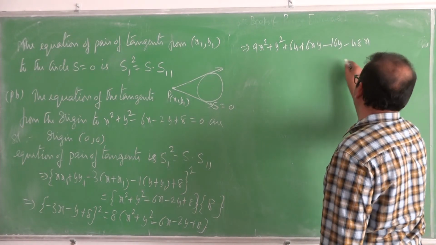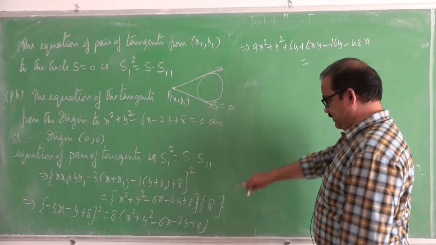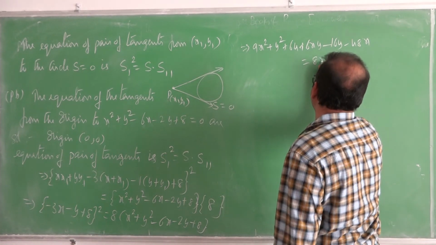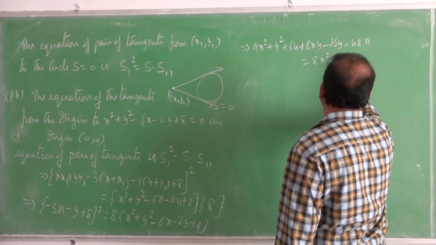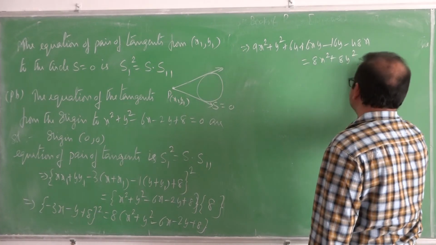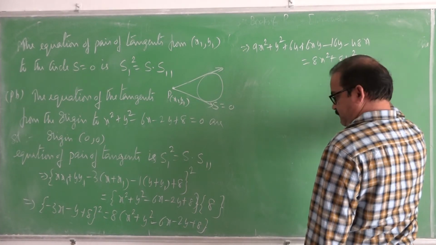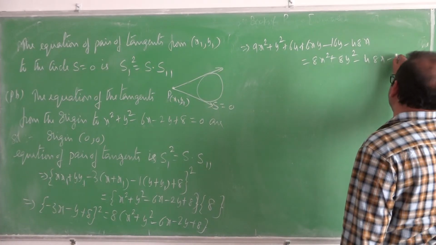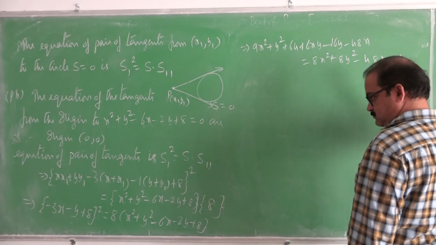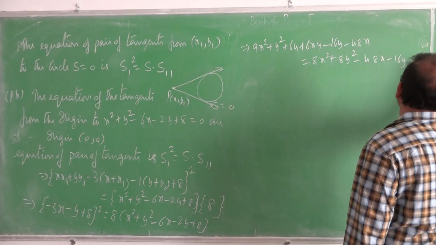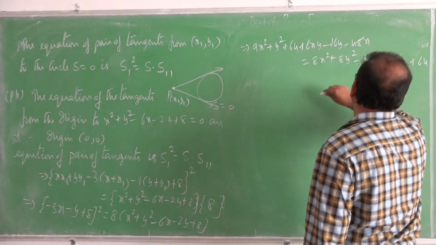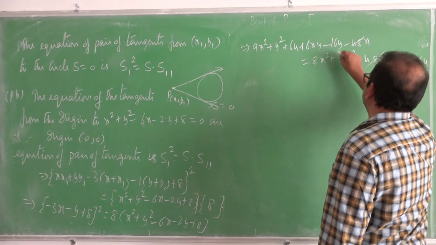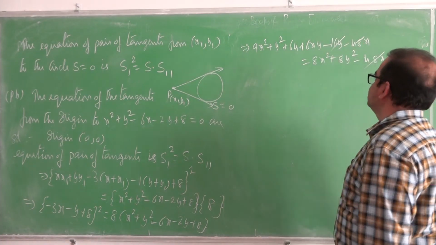Is equal to, take this 8 into bracket, 8x square plus 8y square minus 48x minus 16y plus 64. Here minus 48x cancel, minus 16y cancel.